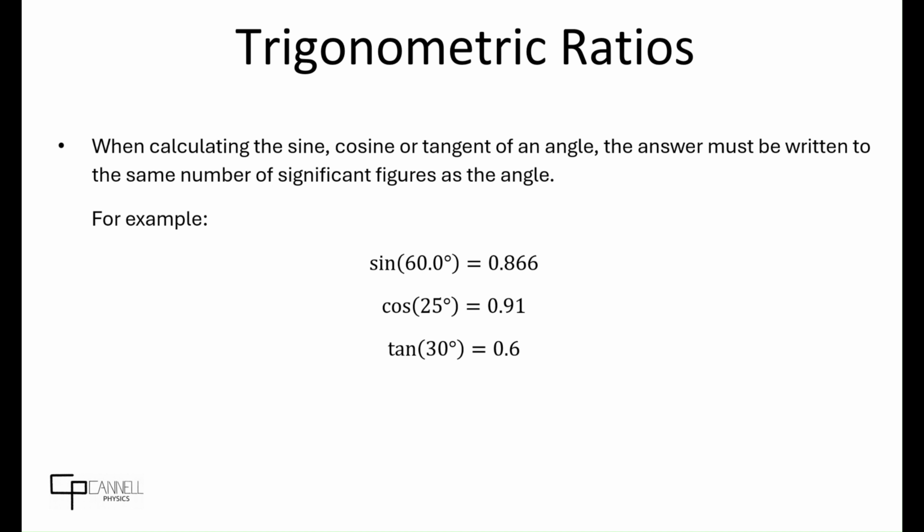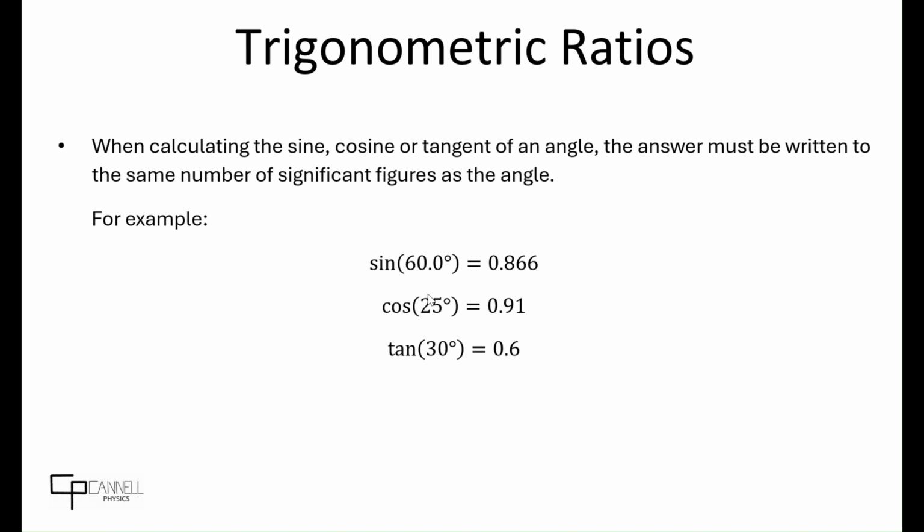It is common to use right-angle triangles to solve physics problems. So there is a simple rule to decide how many significant figures to write for trig ratios. And this is that we simply write the same number of significant figures in the ratio as the angle. And this goes for sine, cosine, and tangent. So we see these examples here. Sine of 60.0, 3 significant figures in 60.0. So we write 3 significant figures in the ratio, 0.866.